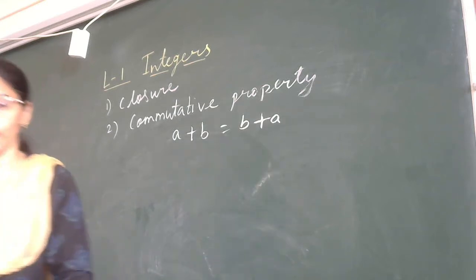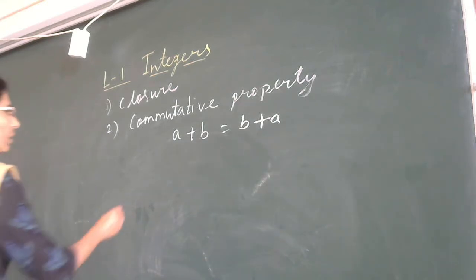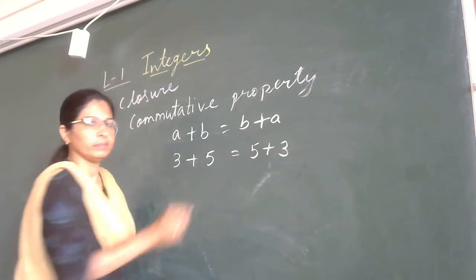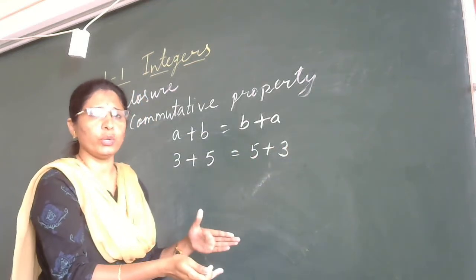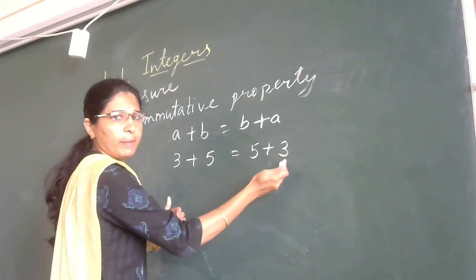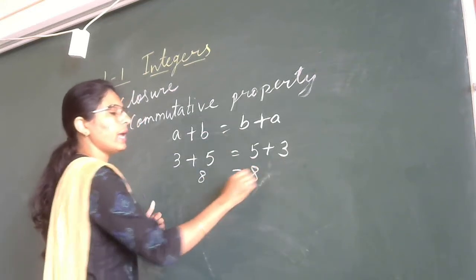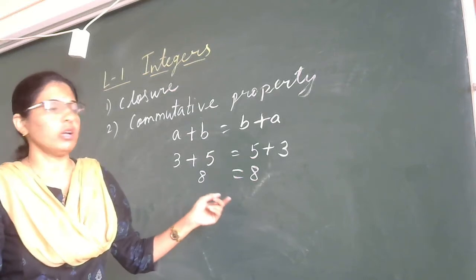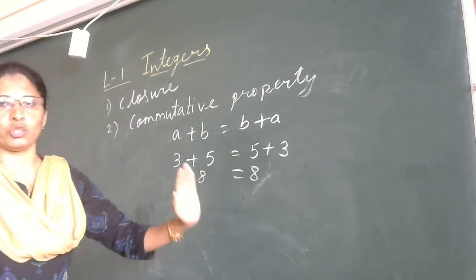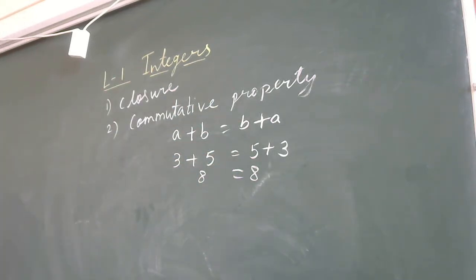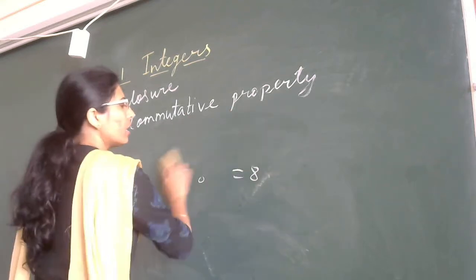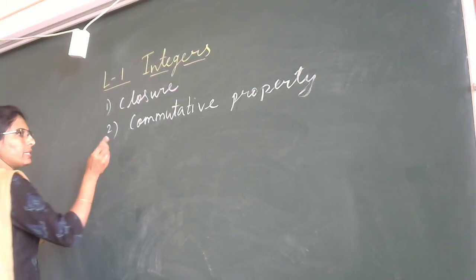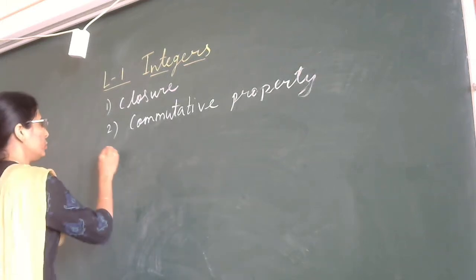For example, if you take 3 plus 5 or 5 plus 3, if you add positive integers, we get 8 only, the same. If you take negative integers also, we will get the same answer. So this is the commutative property. So addition of integers has the commutative property. That means addition is commutative in integers.